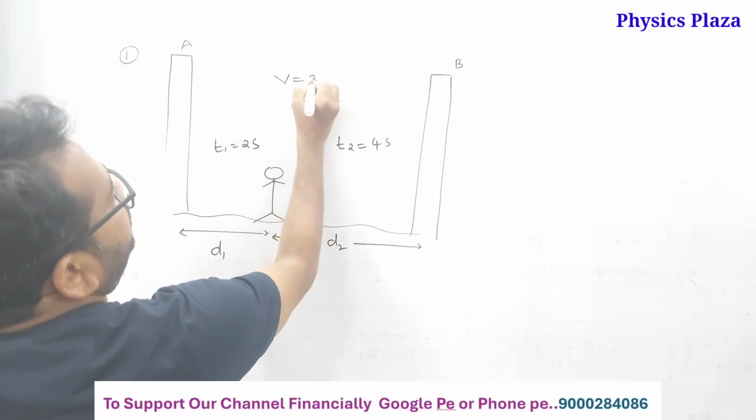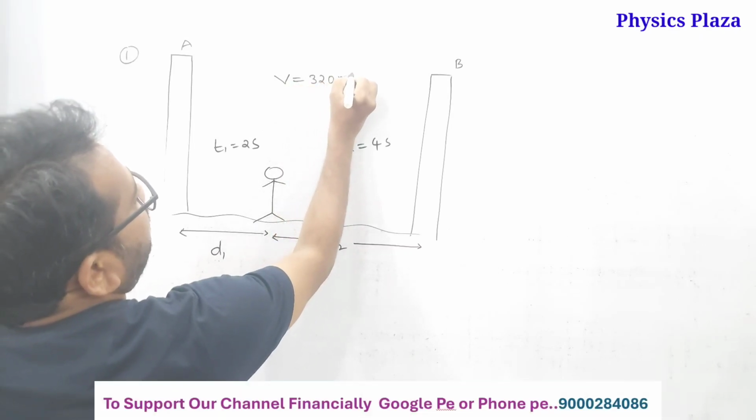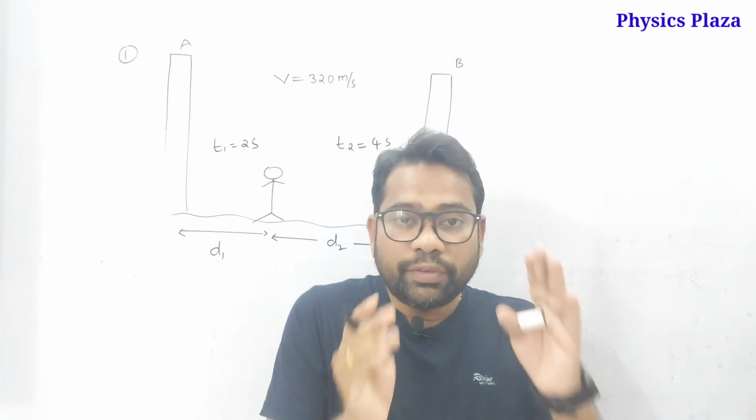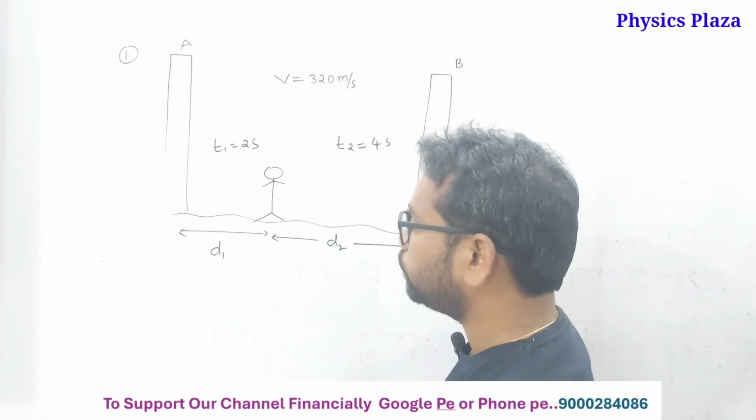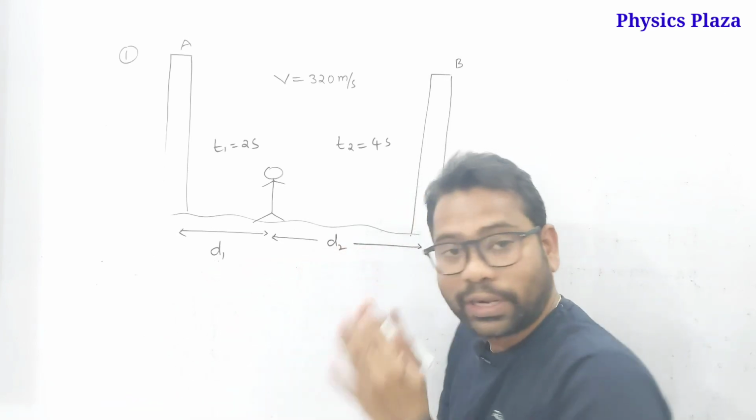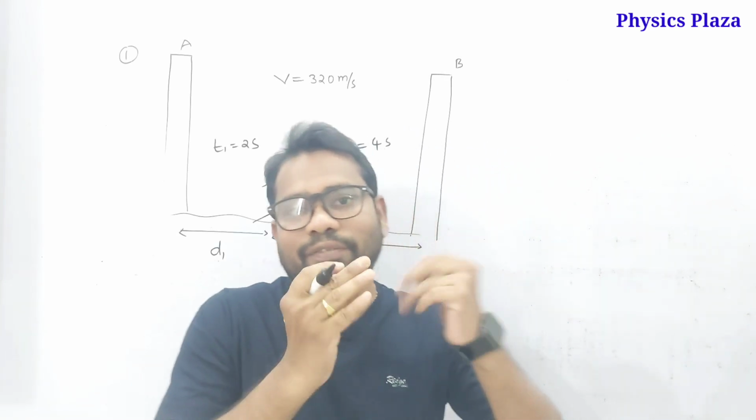Speed of the sound is given as 320 meters per second. Now they are asking us to find the distance between the two cliffs. Here we have two cases. So individually we have to calculate d1, then d2. If you add these two, you will get the total distance between the cliffs.